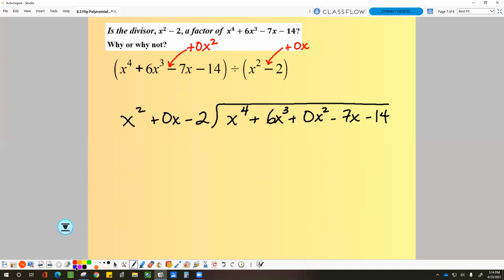I start dividing on the left side of my dividend. I divide by the left part of my divisor. So my first division is x to the 4th divided by x squared. That's x squared. I start my quotient with x squared and I multiply. X squared times x squared is x to the 4th power. X squared times 0x is 0. X squared times negative 2 is negative 2x squared.